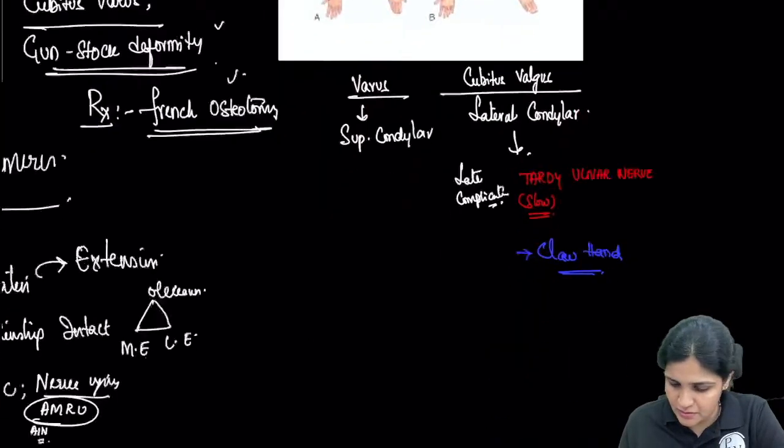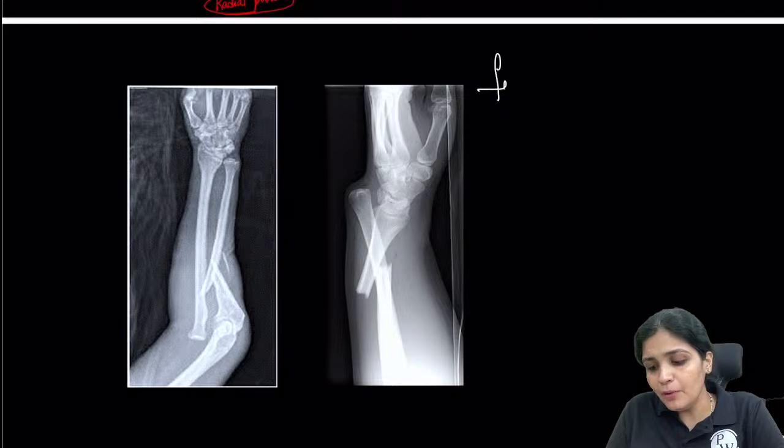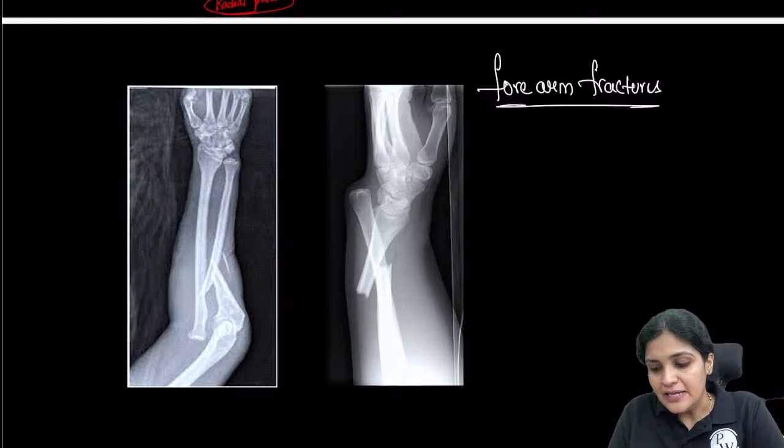Yes, ma'am. Yes, done. Okay, now what is this? Important forearm fractures. Two important forearm fractures you have to remember. These are called fracture dislocations.